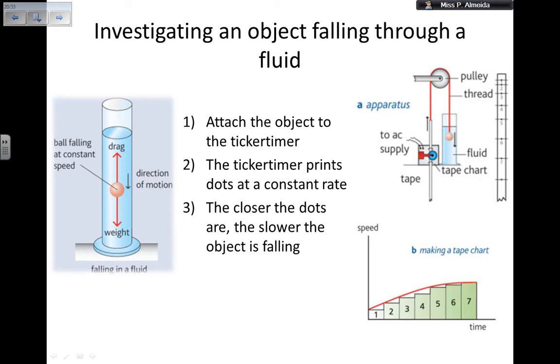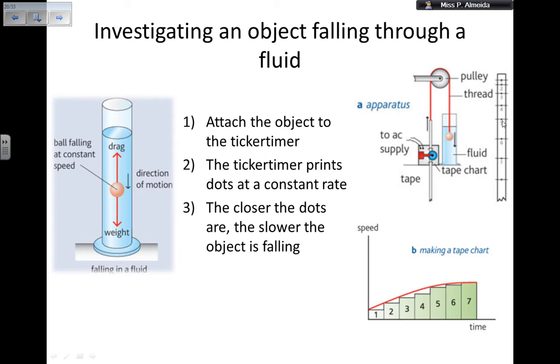If you want, you can investigate drag yourself. You can get a fluid, an object falling through a fluid, and all that you need to do is to attach the object to a ticker timer. The ticker timer is going to be printing dots onto a tape at a constant rate, and then you will see that the dots are going to be spaced out in different amounts depending on the velocity that the object is falling, okay? If the dots are closer, then the object is falling slower, okay? So this is what is happening.